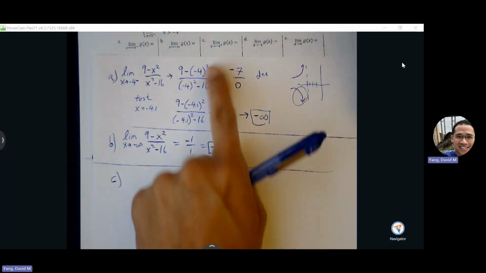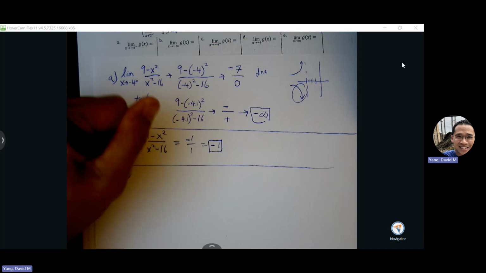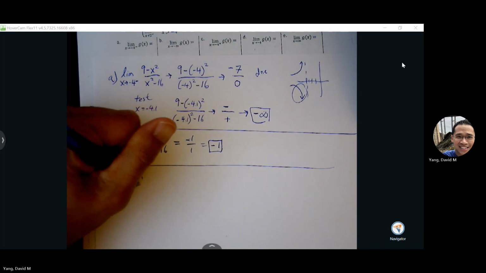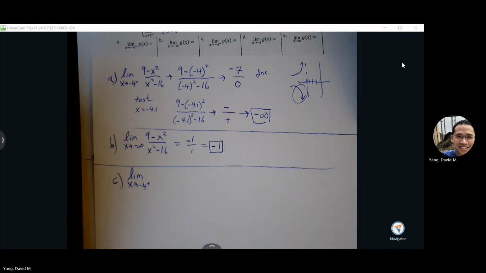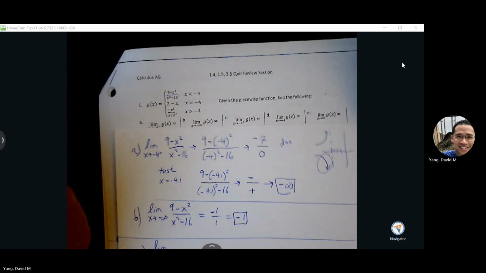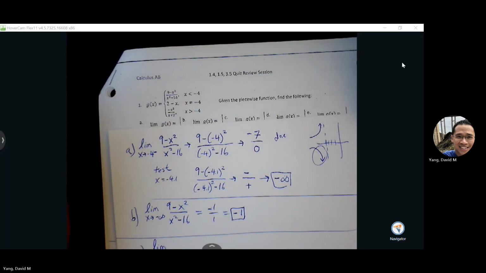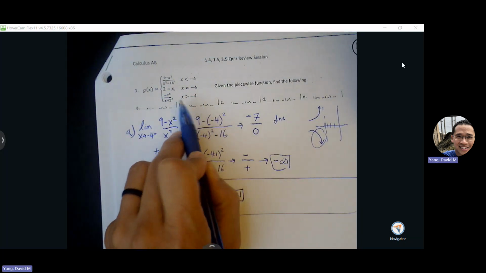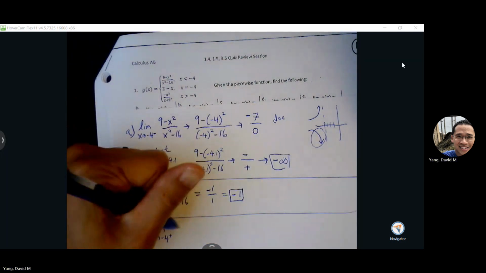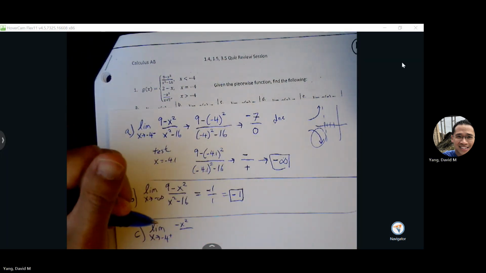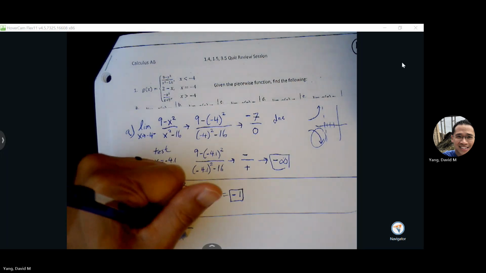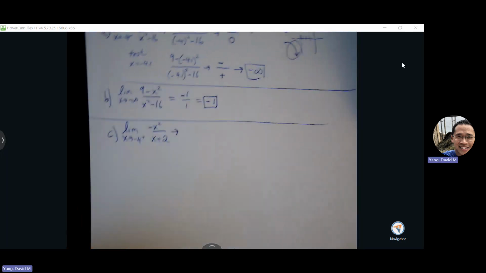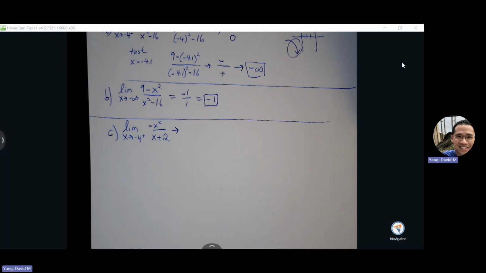Part C, approaching -4 from the right side of -4. Because we want to, the greater than is telling us this graph is living to the right of -4. Right, what do we do? What's our first step? Plug in -4, right? No decimal, just the integer.